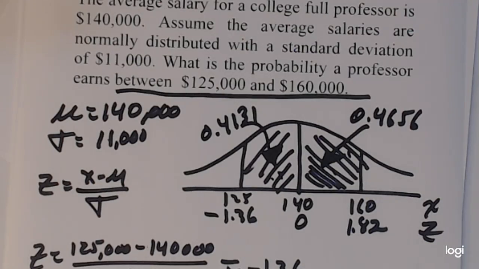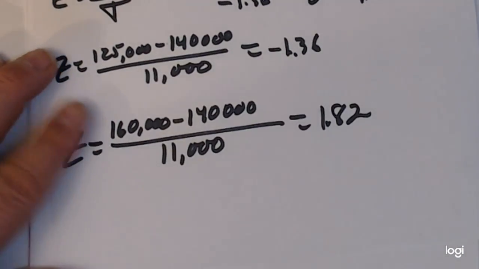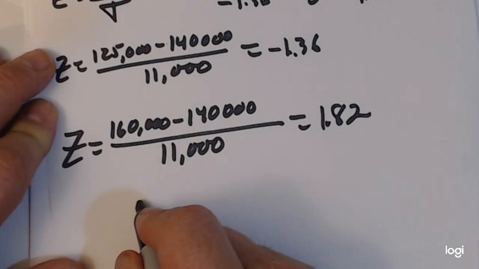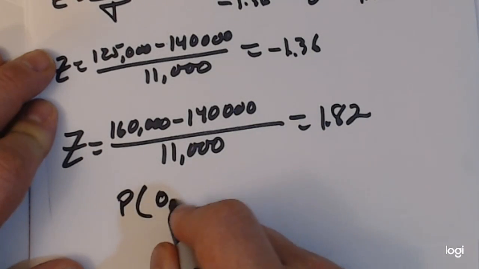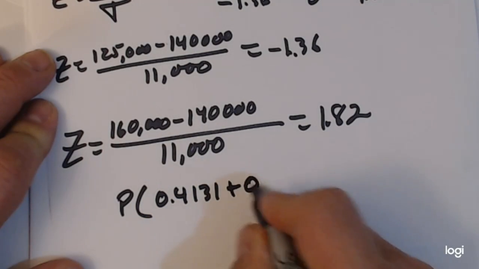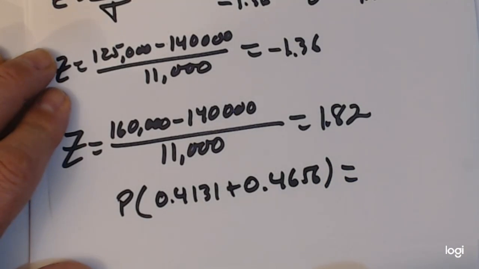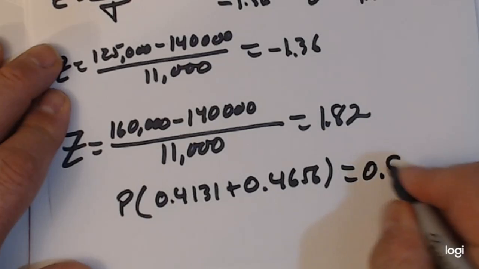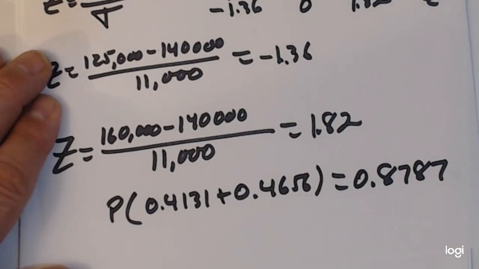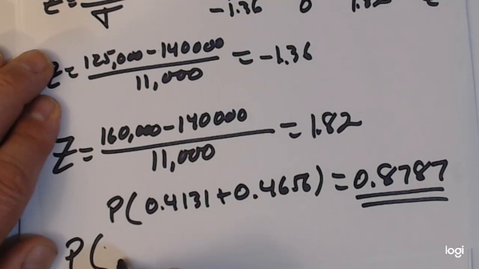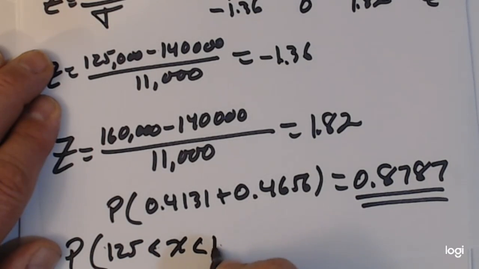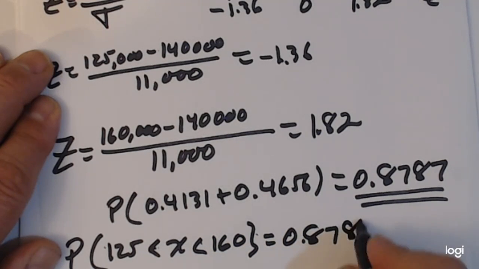Okay. So now what we're going to do is add these two up. So the probability is 0.4131 plus 0.4656. And if you add them up, that goes to 0.8787. So there's the probability. The probability that x is between 125,000 and 160,000 is 0.8787.